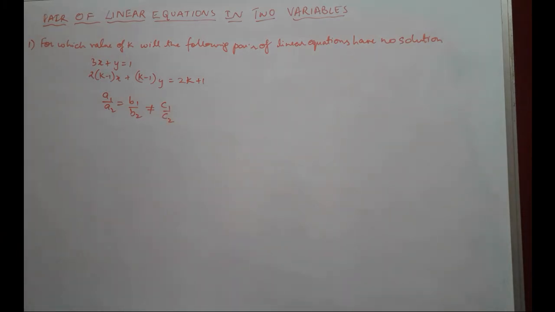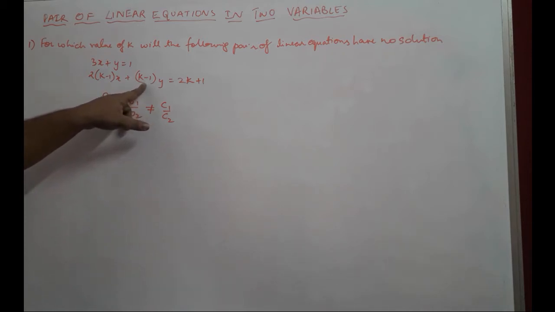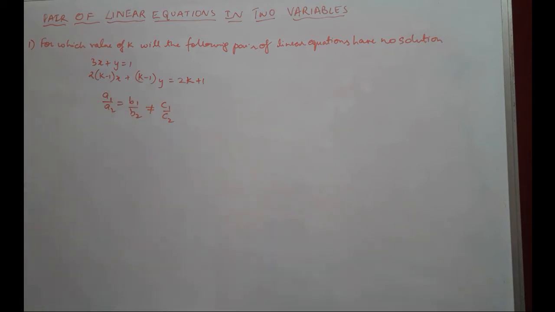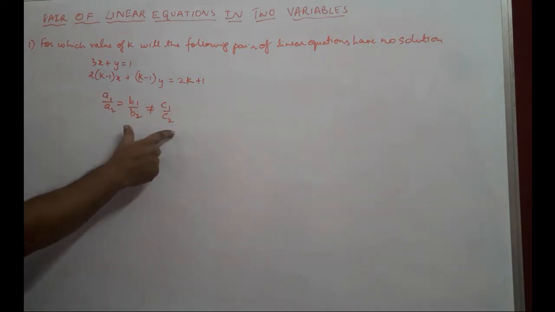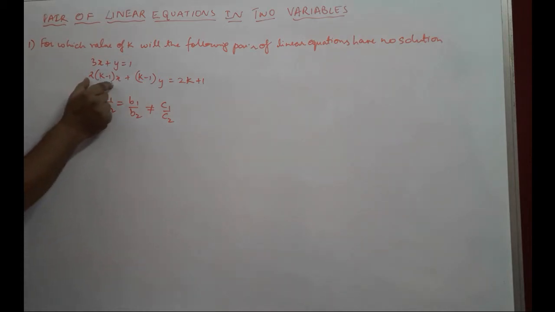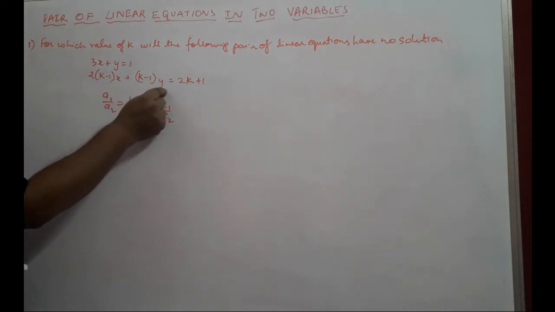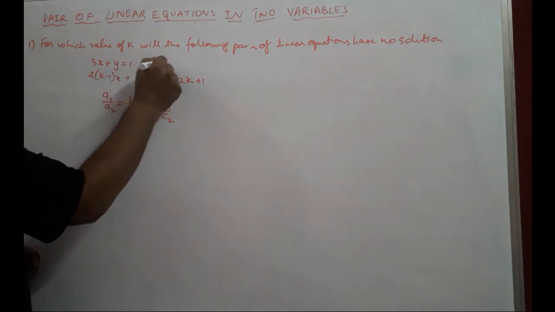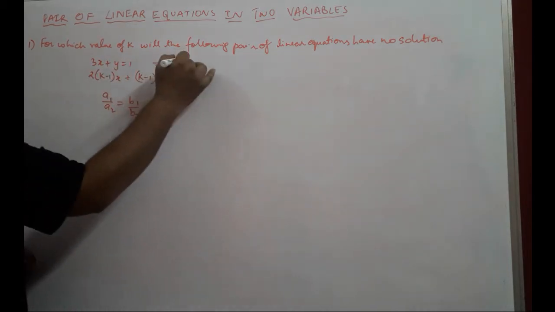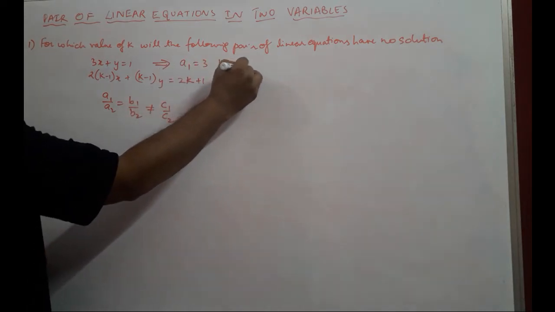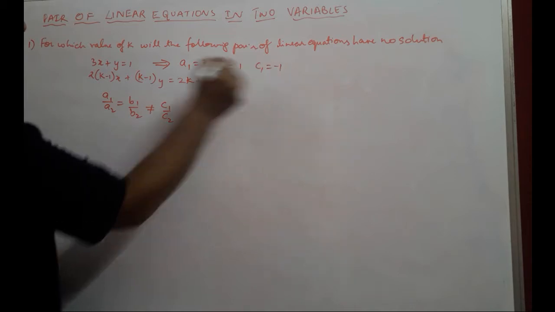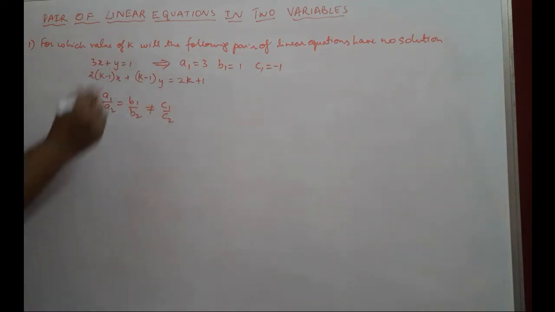This is the condition we need to use in order to arrive at the value of k. Okay, first we need to put down what is A1, A2, B1, B2 and C1 and C2. So you have to look at the coefficients of x and y for that. So from this equation we can arrive at A1, B1 and C1. So A1 will be 3, B1 will be 1 and C1 will be negative 1, since 1 goes on the other side, that is left hand side of the equal to sign and becomes negative.